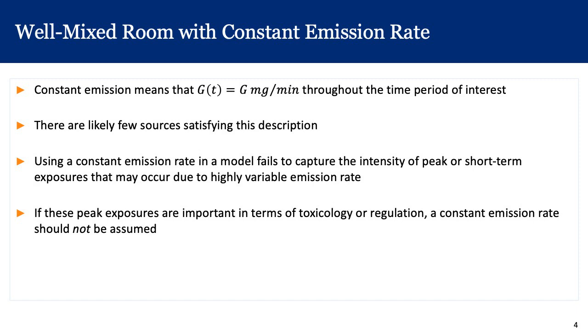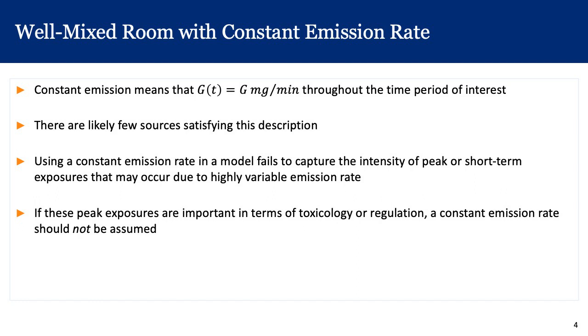We are also going to assume that the emission rate is constant throughout the time period of interest. So the emission rate is denoted by G milligrams per minute. It's important to point out at this point that there are very few sources that satisfy this description, meaning that the emission rate is perfectly constant. But it is a reasonable assumption in many situations.